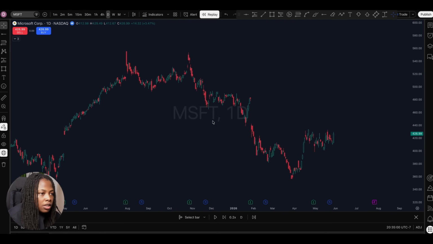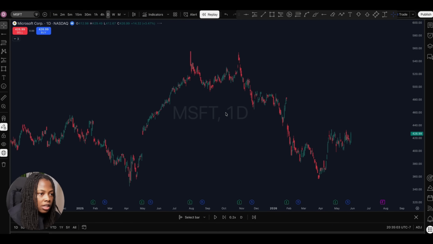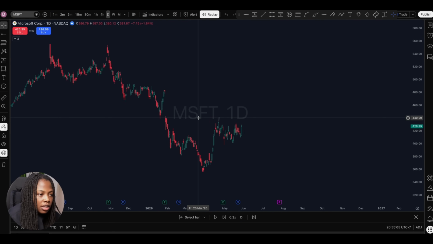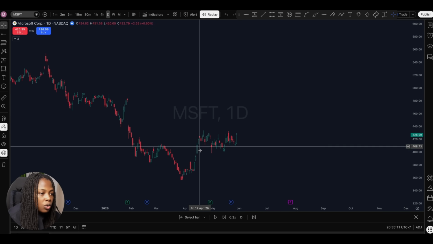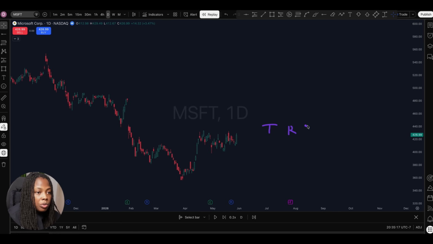Example here, you can see that Microsoft is clearly in a downtrend, but something interesting started to happen. Like I said, we always go from trend, range, and then we trend again.